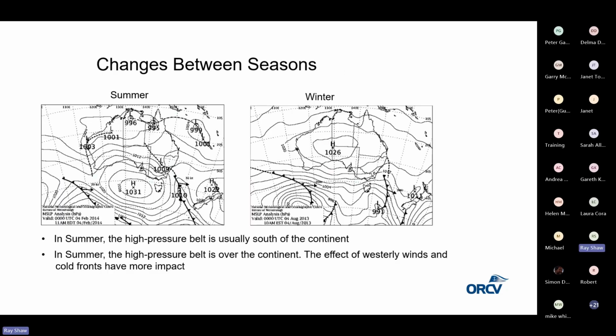The other thing that's important is that the weather maps change from summer to winter. As a general comment, in summer, the high pressure belt is towards the south of the continent, whereas in winter, the high pressure systems tend to be more northerly. And with the high pressure systems being south, the effect is that the westerly winds and the cold fronts have more impact on us. So this trend between seasons is very important to understanding the wind patterns from winter to summer.